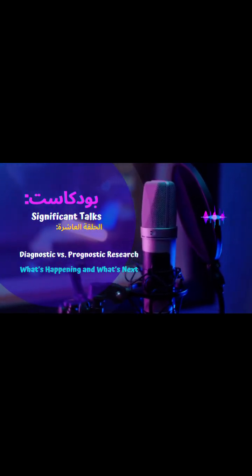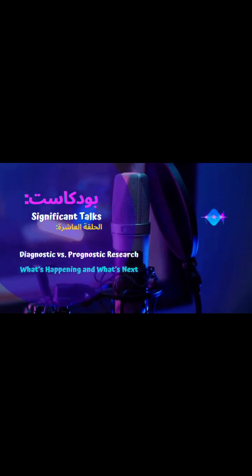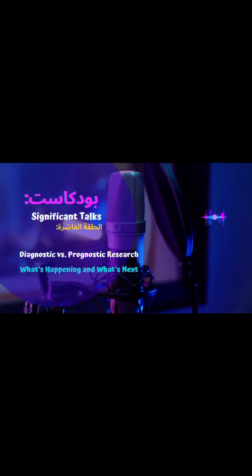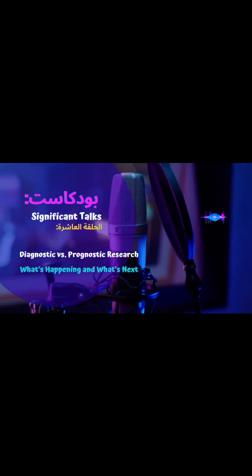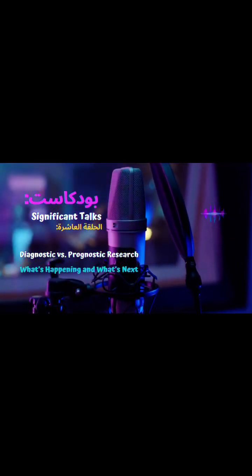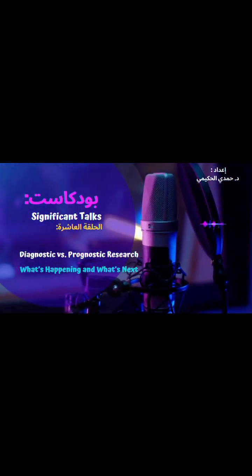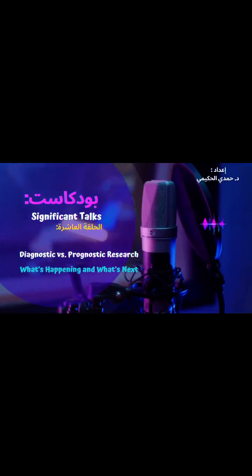NT-proBNP stands for N-terminal pro-brain natriuretic peptide. It's a substance that's released by the heart when it's under stress, like in heart failure. So if someone's heart is struggling, their NT-proBNP levels will be elevated. Right. And that can help doctors confirm a diagnosis of heart failure. That's right. But it's not just about diagnosis. NT-proBNP can also help doctors assess the severity of heart failure and predict how well a patient might respond to treatment.